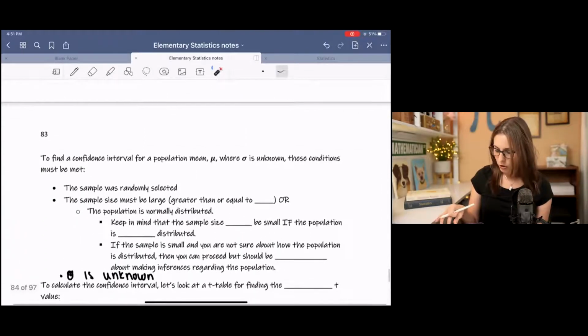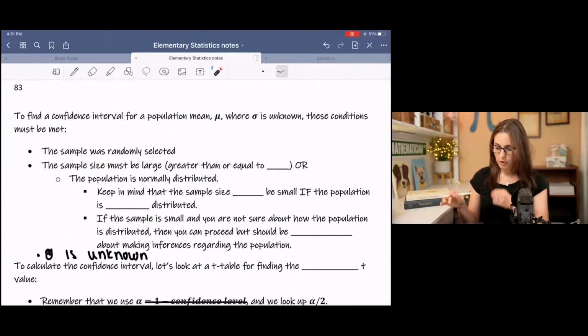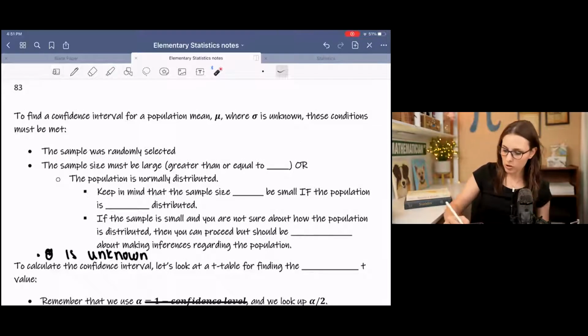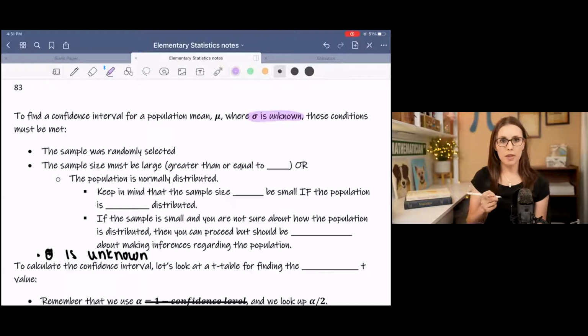So we want to find a confidence interval for a population mean when the population standard deviation is unknown, and that matters. Remember that when you do know the population standard deviation, you use a Z interval and Z scores. When it is unknown, you use a T interval and T scores. We still have conditions.